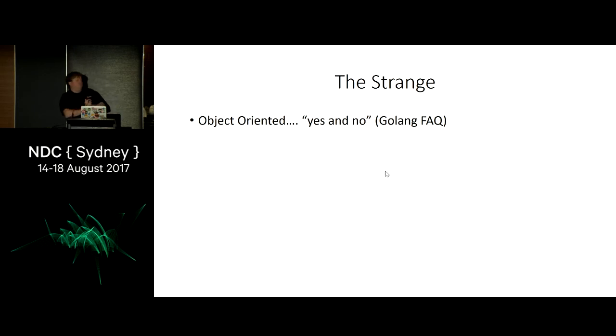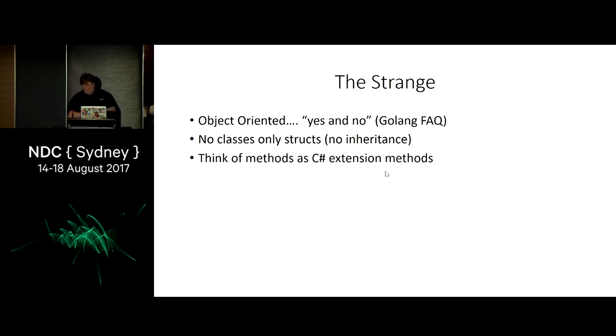Object-oriented. According to the Golang FAQ, the answer is yes and no. They're not sure. There are no classes, there are only structs. That means there's no inheritance. Everything is via composition. So you can have this struct, and you can sort of embed this struct, embed that struct, but there is just no object-oriented as we think of it. And to be honest, in C#, over the last few years, I've been doing less and less, like, okay, maybe a little bit of inheritance, but not like I did 10 years ago. So it doesn't impact me too much.